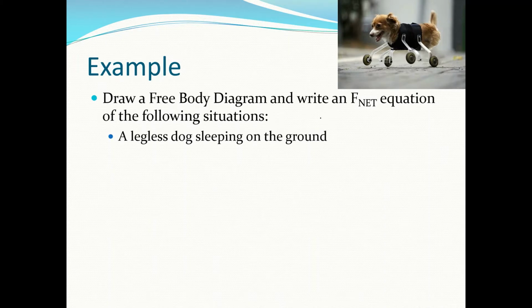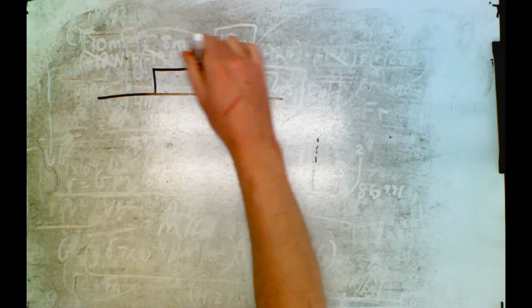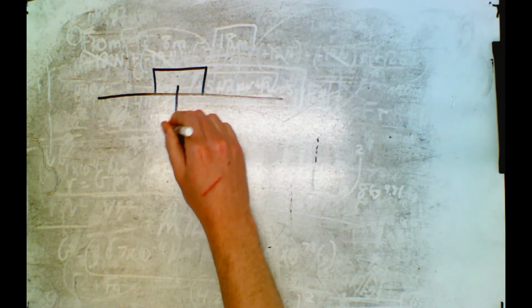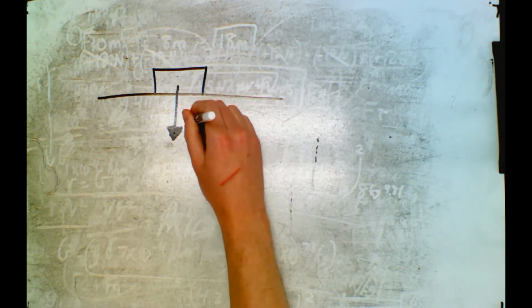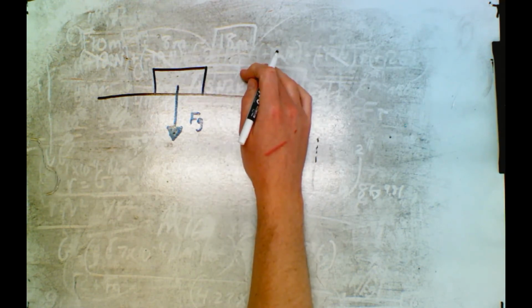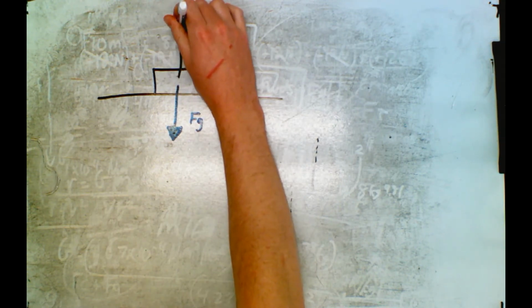A legless dog sleeping on the ground. Okay, so I'm going to switch my screens, and we're going to draw free body diagrams for the legless dog sleeping on the ground. So I'll draw the ground. This is a legless dog, and I can draw the forces acting on it. So if you're on the earth, you'll always experience a force of gravity, right? And if you're on a surface like the ground or a table or anything like that, you experience a force normal. So because this dog is not moving, it's just stationary, what that means is that my force of gravity is going to be the same size as my force normal.